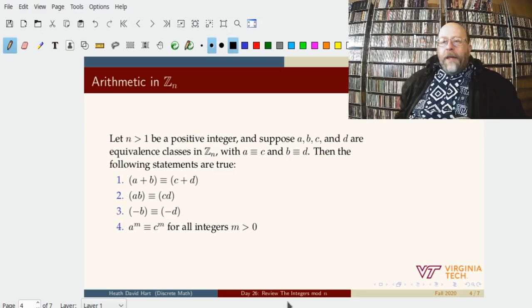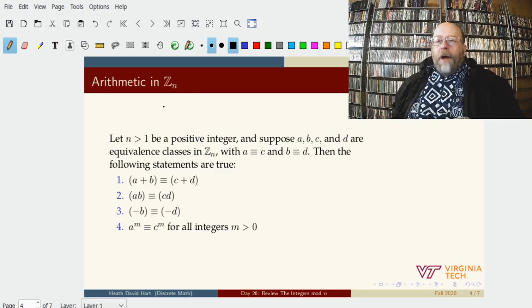If we're working in Z mod n for any positive integer greater than 1, and A, B, C, and D are equivalence classes, where A and C are equivalent and B and D are equivalent, then we can add equivalence classes and get the same result. So A plus B would be the same as C plus D. We can multiply equivalence classes and get the same result.